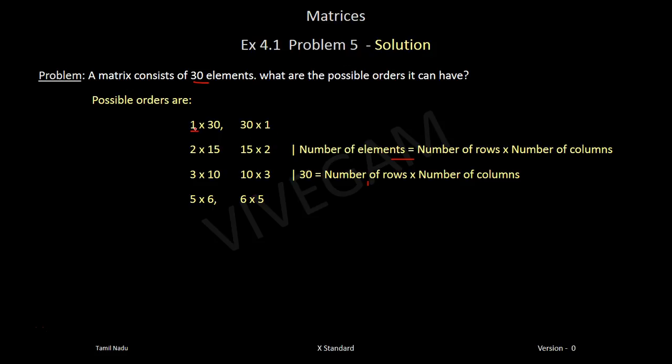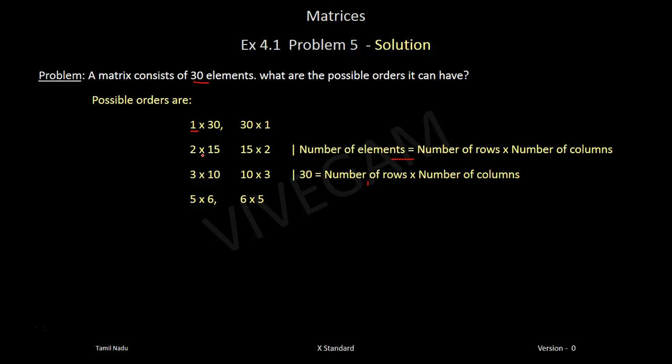Now let's increase the number of rows from 1 to 2. So what will be the number of columns? That will be 30, the number of elements, divided by the number of rows. So that will be 30 divided by 2, which is 15. 15 is a whole number, so it is possible. And 2 by 15 is possible means 15 by 2 is also possible. So 15 rows and 2 columns. So now we have already found 4 matrices for the 30 elements.